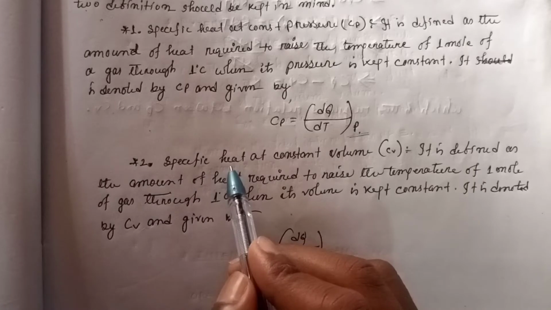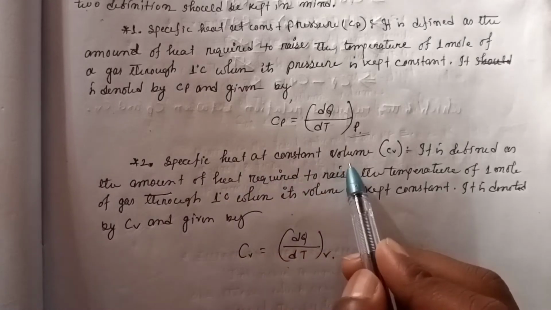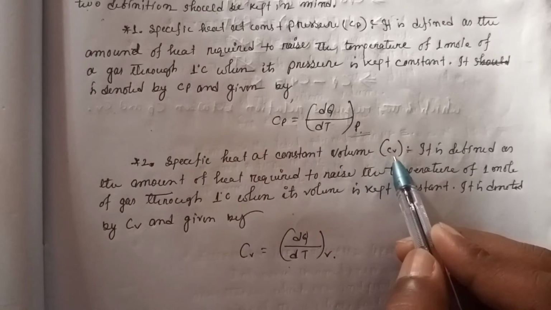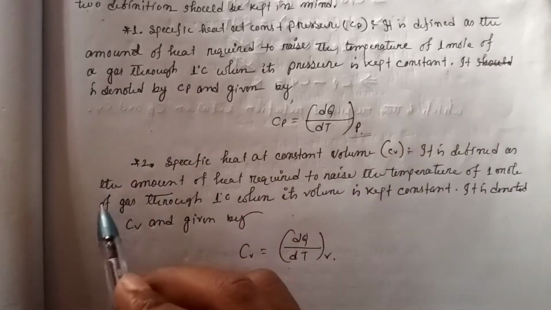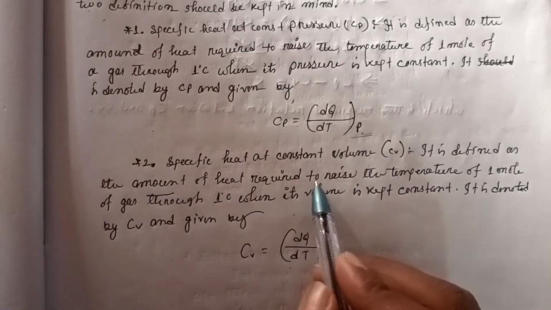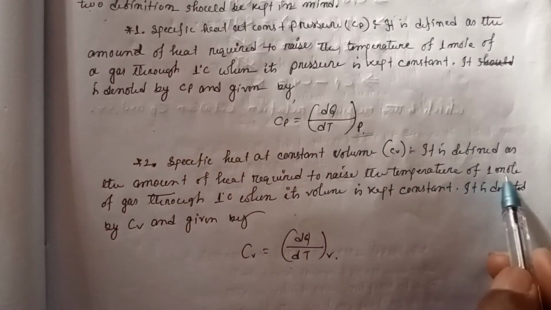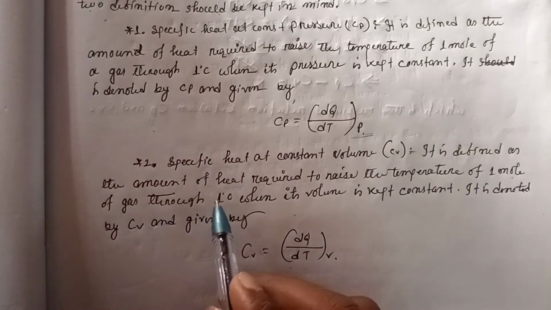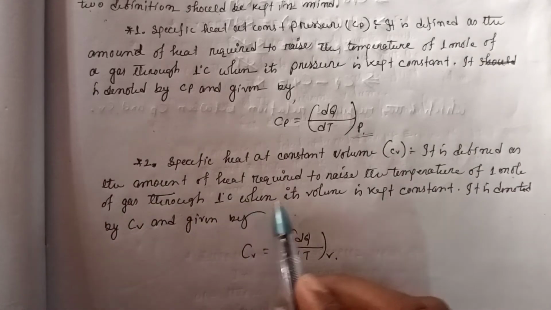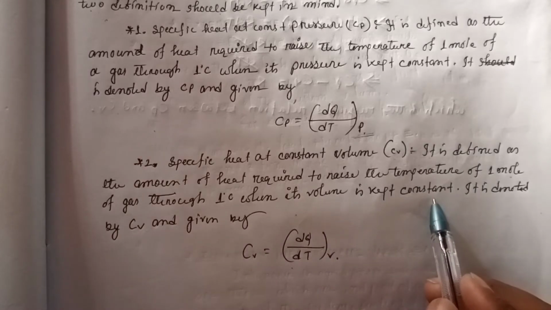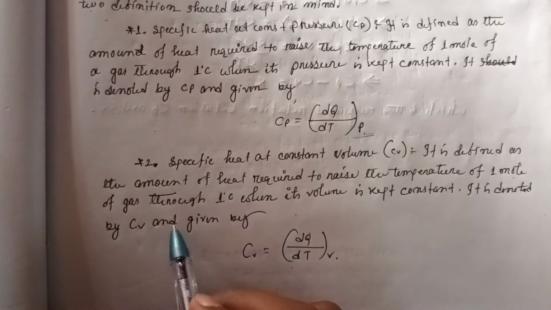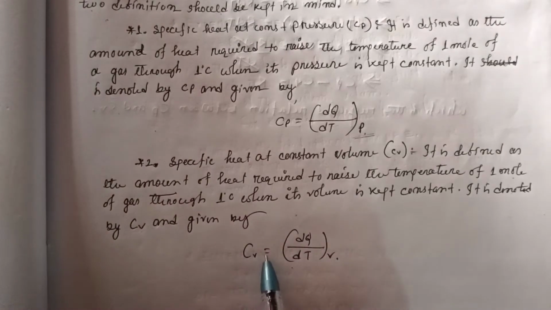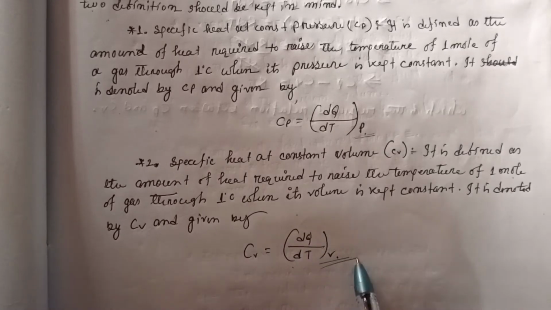Second, specific heat at constant volume, Cv. It is defined as the amount of heat required to raise the temperature of 1 mole of a gas through 1 degree Celsius when its volume is kept constant. It is denoted by Cv and given by Cv equal to dq by dt at constant volume.